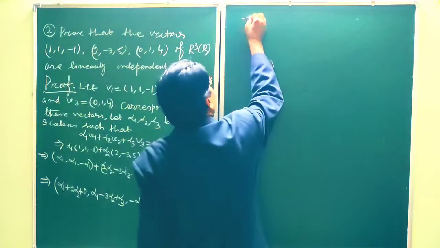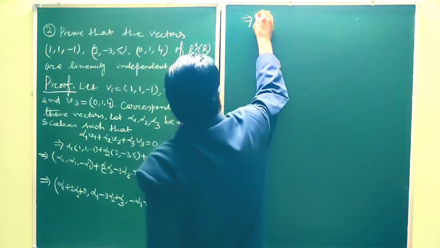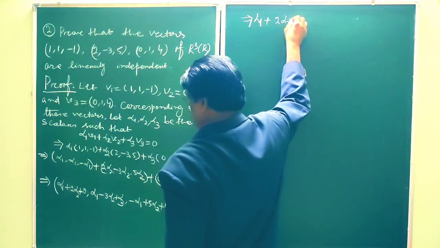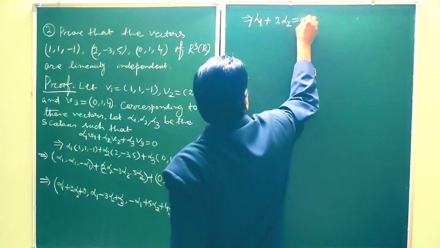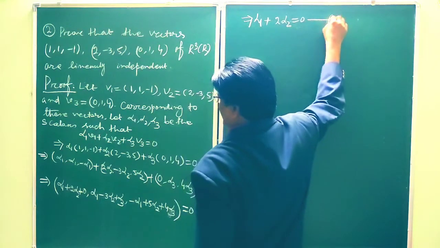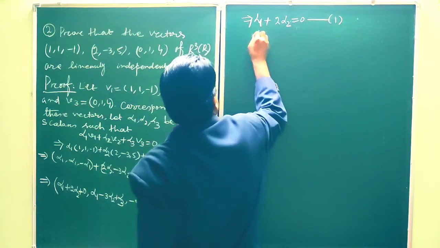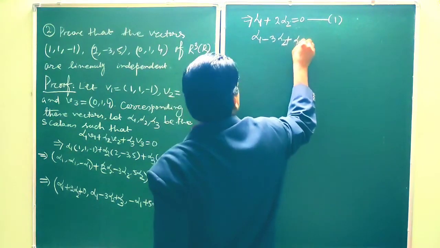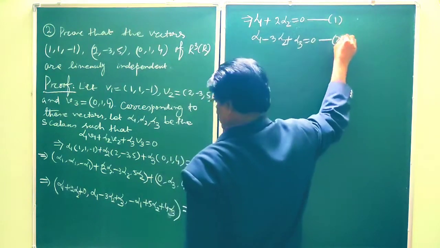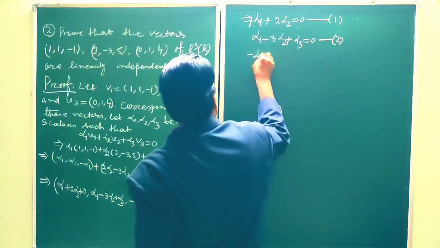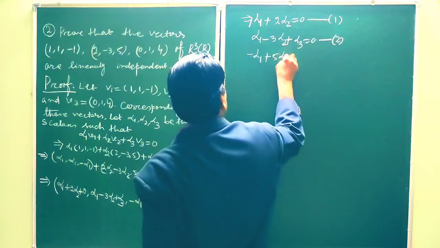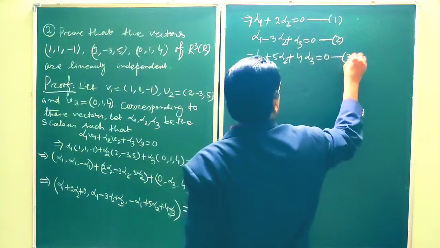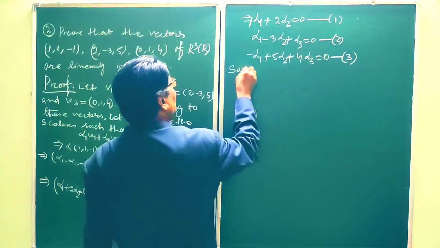So this implies alpha 1 plus 2 alpha 2 is equal to 0. This is our equation 1. Alpha 1 minus 3 alpha 2 plus alpha 3 is equal to 0, equation 2. Minus alpha 1 plus 5 alpha 2 plus 4 alpha 3 is equal to 0. This is equation 3.